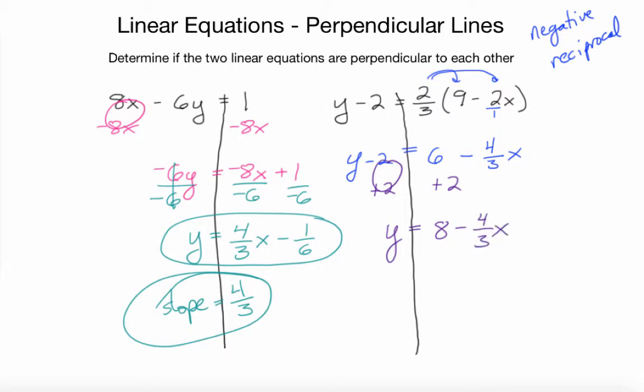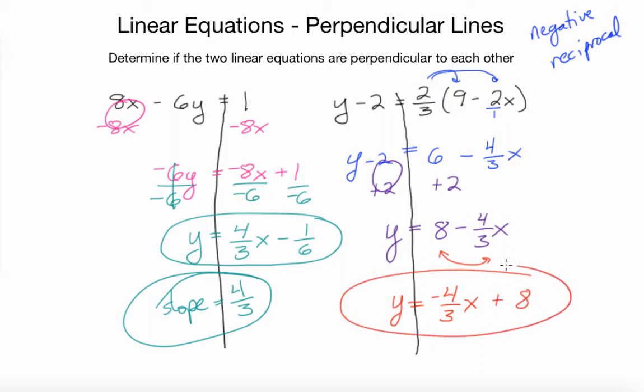And I can do some rearranging here, again to put it in slope-intercept form. It doesn't matter the order you add things, so we can rearrange that to y equals negative 4/3 x, put the x term first, and the plus 8 at the end. And there we go, we've got that equation all in slope-intercept form. Well, what's the slope? The slope on this one is negative 4/3.